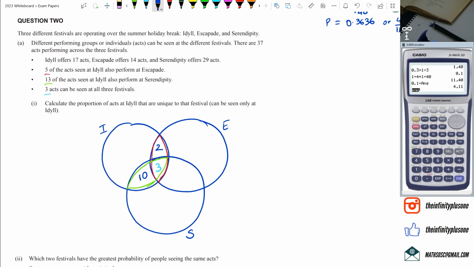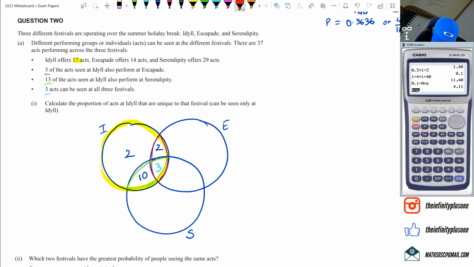And if that's the case, then idle actually offers 17. So this entire circle is worth 17. We've already put in 15 there, which means we've got 2 more left over. So that's 2 left over there. What we've done so far is cover the yellow idle circle, which is 17.